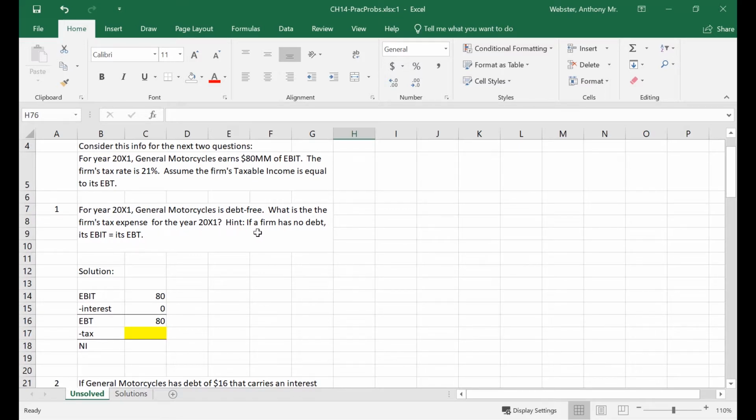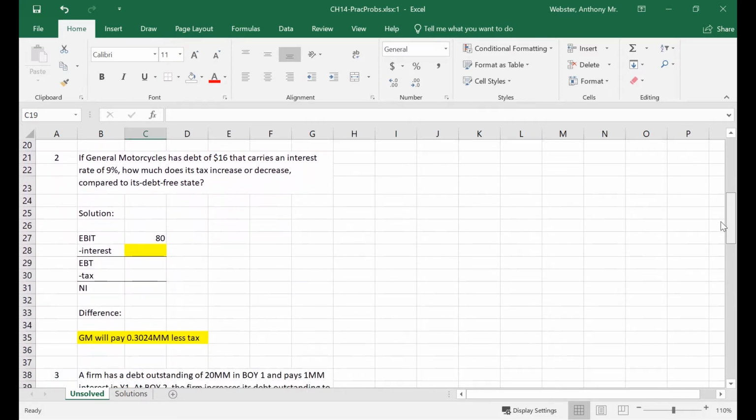What is the firm's tax expense for 20x1? And hint, if a firm has no debt, its EBIT is equal to its EBT. Okay, so clearly in this case, the tax is going to be on earnings before tax of 80, and we want 21% of that. So we'll say equal 21% times that 80, and we get 16.8. And then what we could do to complete the income statement here is say the net income is equal to the earnings before tax minus the tax. And that's 63.2. Yahoo, good for us.